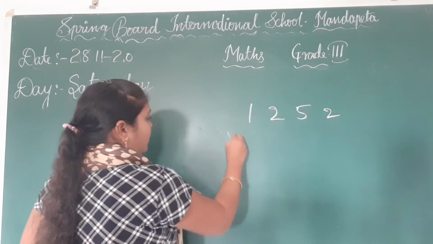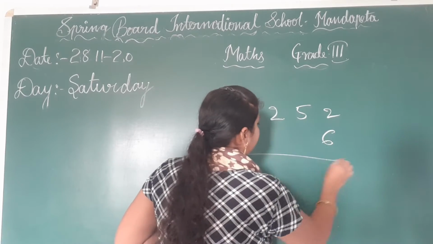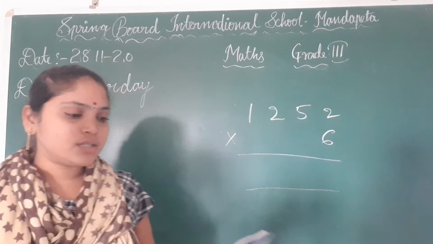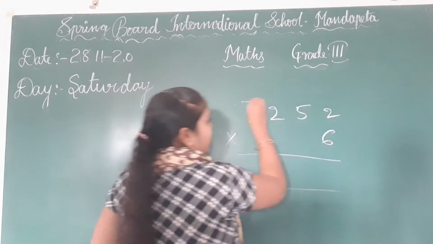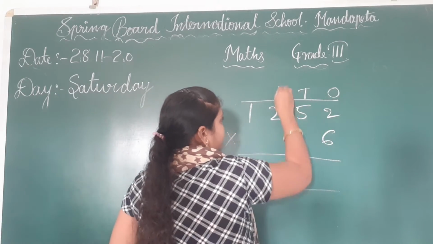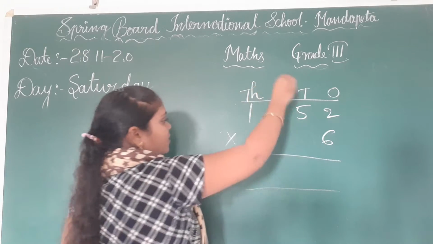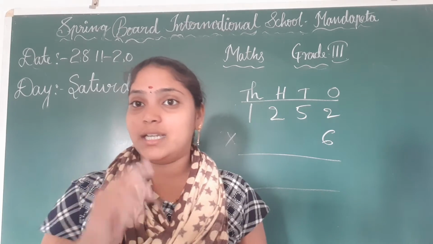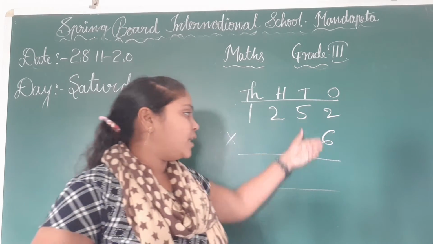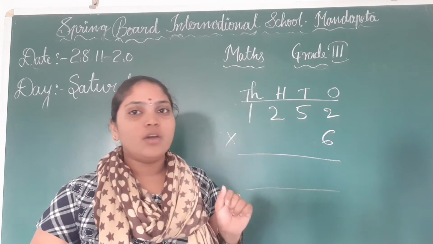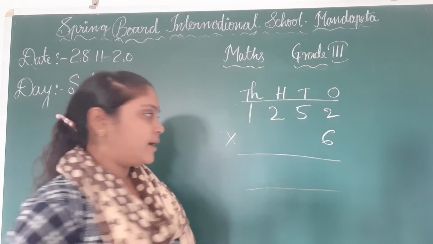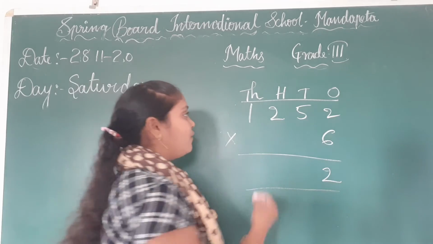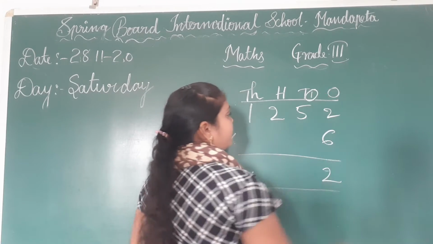1252 into 6. So first multiply with the ones place of the digit. 6 twos are 12. Is it a 2-digit number? You have to write 12 here, children. Is it right? No. Regroup the number. So 12 means you have to write 2 here and move 1 to the next place of the digit.